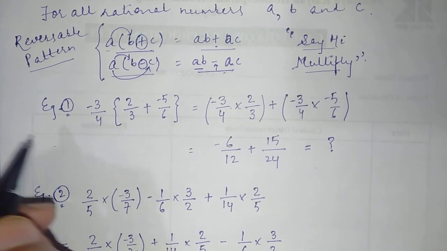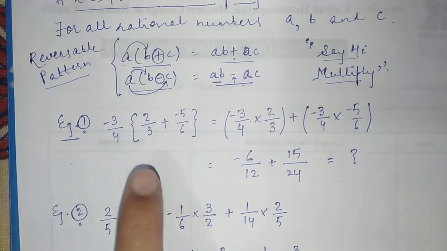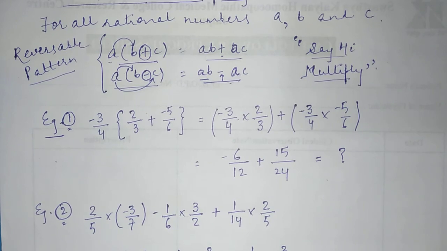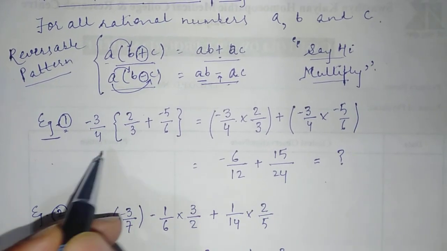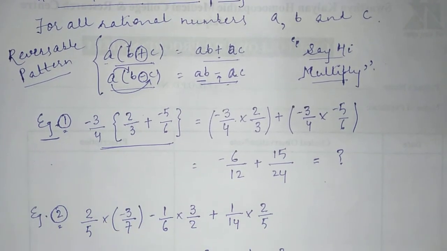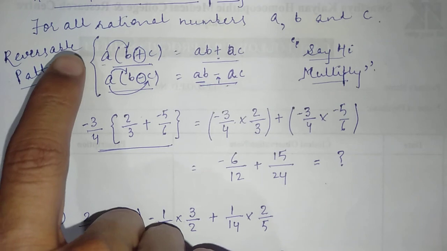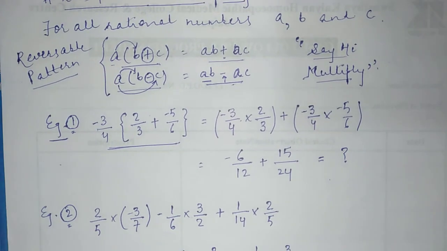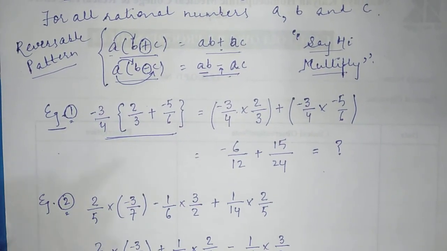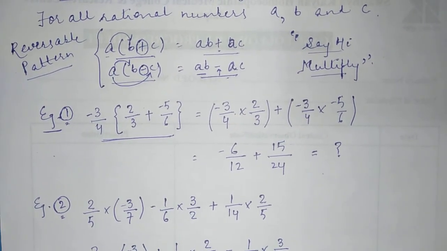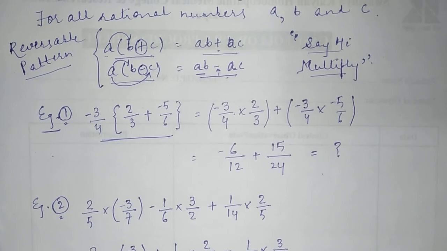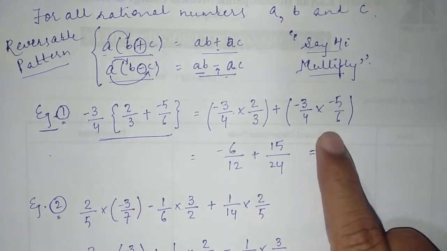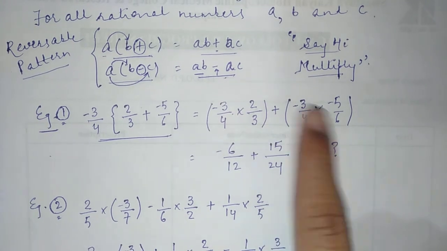So this is the first example, example number 1. You can see this is the question: minus 3 upon 4 times (2 upon 3 plus minus 5 upon 6). Then how do we solve this question using the distributive property? We will use the first formula of the distributive property. Minus 3 upon 4 is outside the house, and it will multiply to 2 upon 3, which is inside the house, and then minus 3 upon 4 will multiply to minus 5 upon 6, and then we put this plus sign in between these two.